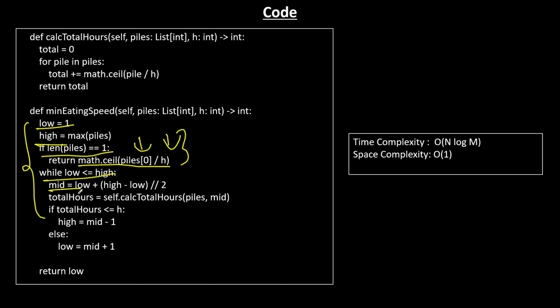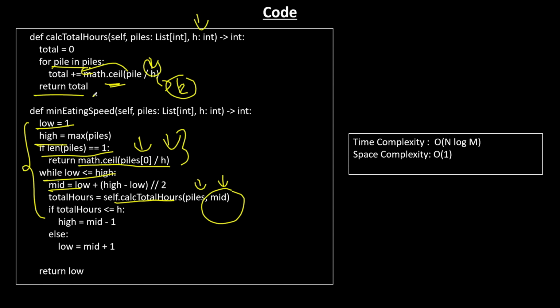We take out the mid value. We call this function passing the piles here and the mid value here, which will become k basically. Instead of h, you could write it as k also, no matter what. So you iterate through the piles array and divide each pile by k and sum it up, it should be a ceil value, and we return total at the end.